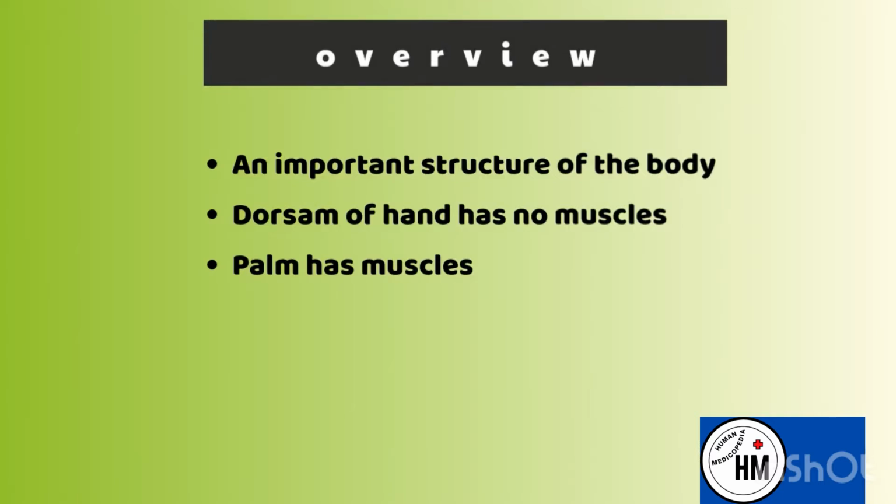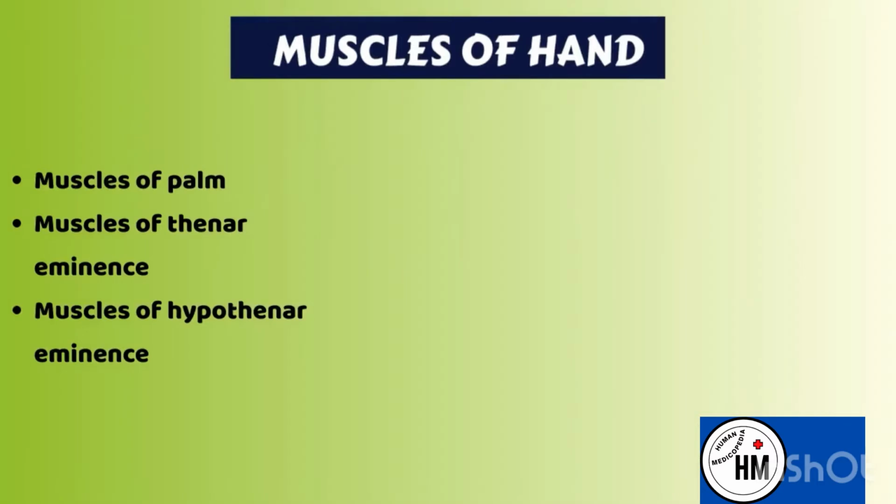To discuss these, the muscles of the hand are divided into three groups: muscles of palm, muscles of thenar eminence, and muscles of hypothenar eminence. Muscles of thenar eminence are at the base of the thumb, however, muscles of hypothenar eminence are at the base of the little finger. Firstly, let me give you an overview of these muscle groups.